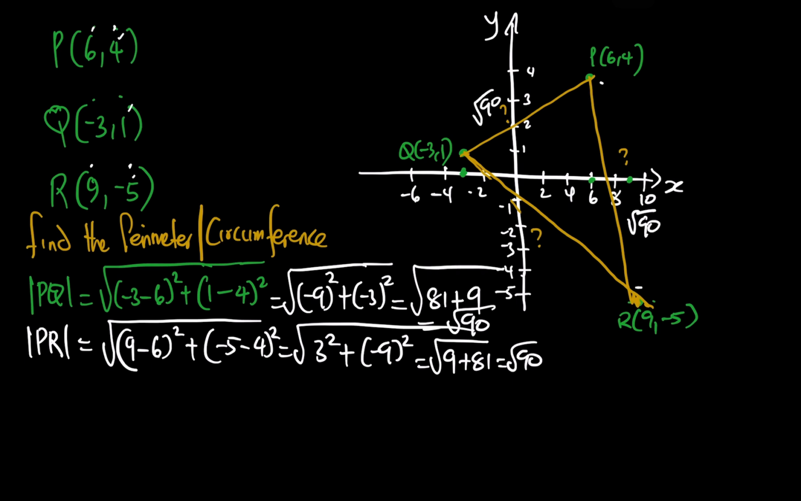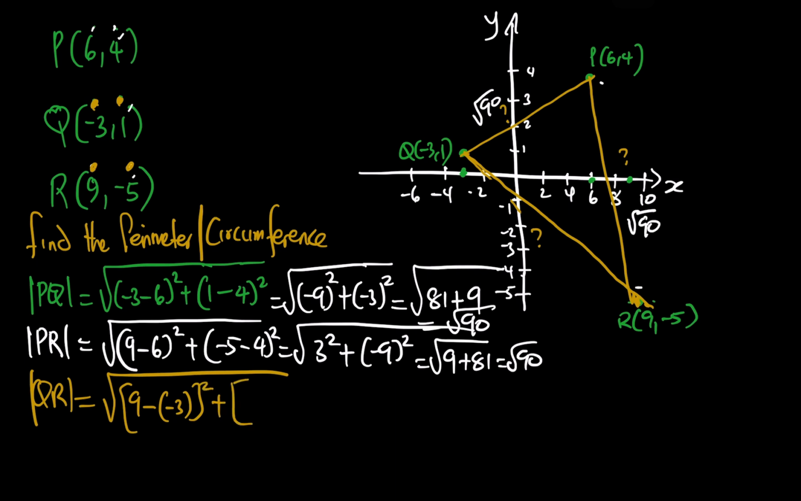Now, what about the length of QR? This is our x1, y1, x2, y2. So the square root of what? x2, 9, minus what? x1, -3. We square that, plus y2, which is -5.